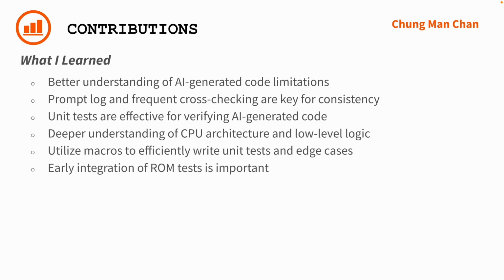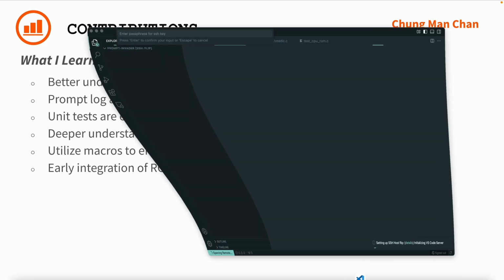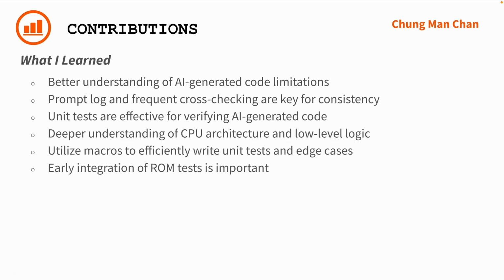As I mentioned in the previous slide, I learned a lot about the limitations of AI-generated code. In future projects, I will pay closer attention to the prompt log to maintain consistency and cross-check frequently to avoid late-stage surprises. I also found that unit tests are a great way to verify AI-generated code. I also deepened my understanding of CPU and low-level logic. Using macros helps with test coverage, and starting RAM testing earlier will definitely help in future projects. Thank you.